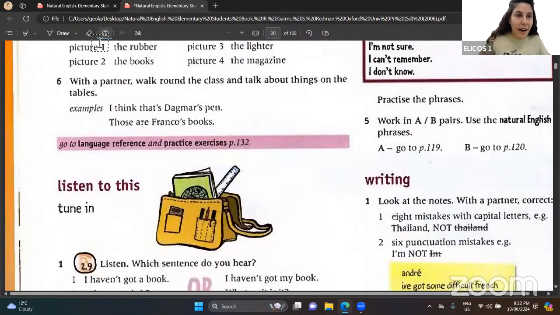So example, with the possessive, I think that's Dagmar's pen. Those are Franco's books. So we can talk about an object and say, whose is it? Is it mine? Is it yours? Is it Dagmar's? Is it Franco's?